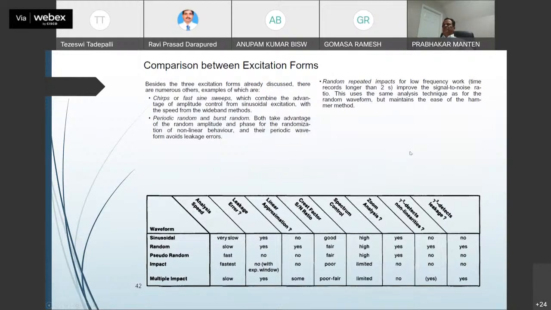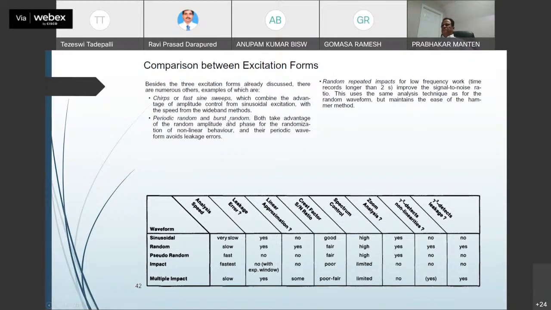Again, here is a good comparison between the excitation forms. Besides these three excitation forms that we discussed, there are other types. Chirps, fast sine sweeps, a sine function given in bursts, stop, then again burst and stop, which combine the advantages of amplitude control from sinusoidal excitation. You can control the amplitude with this, with the speed from the wideband methods.